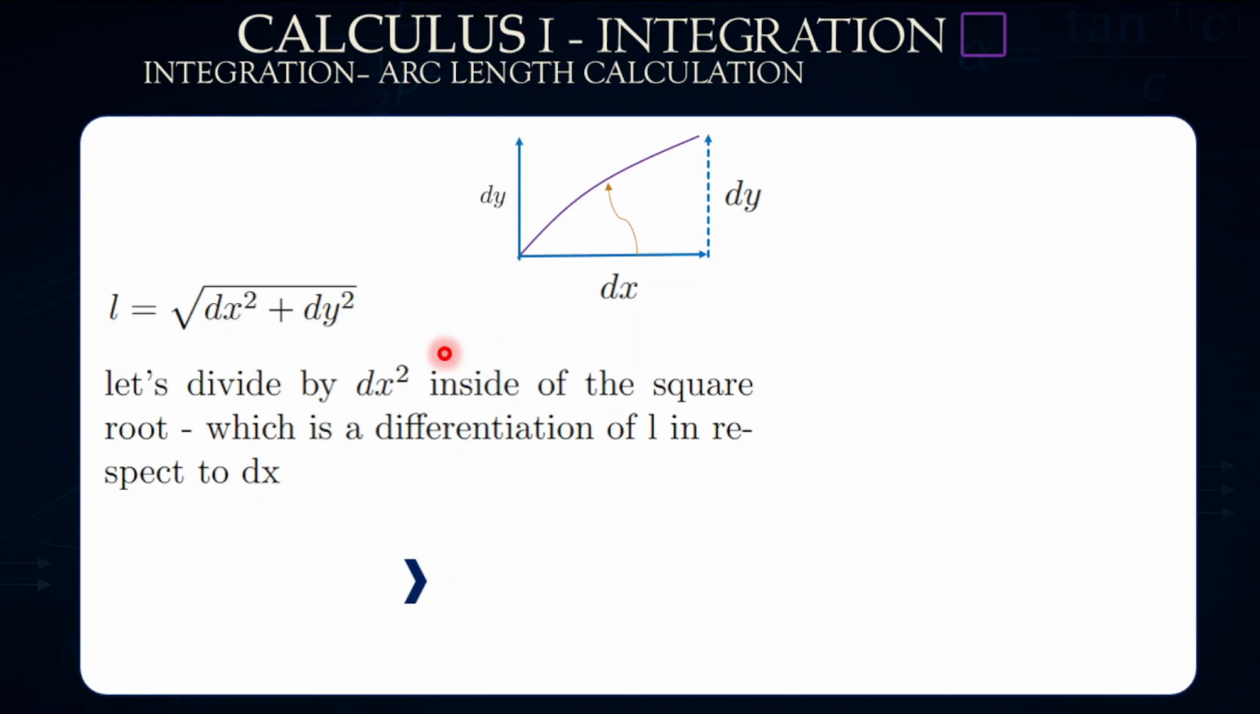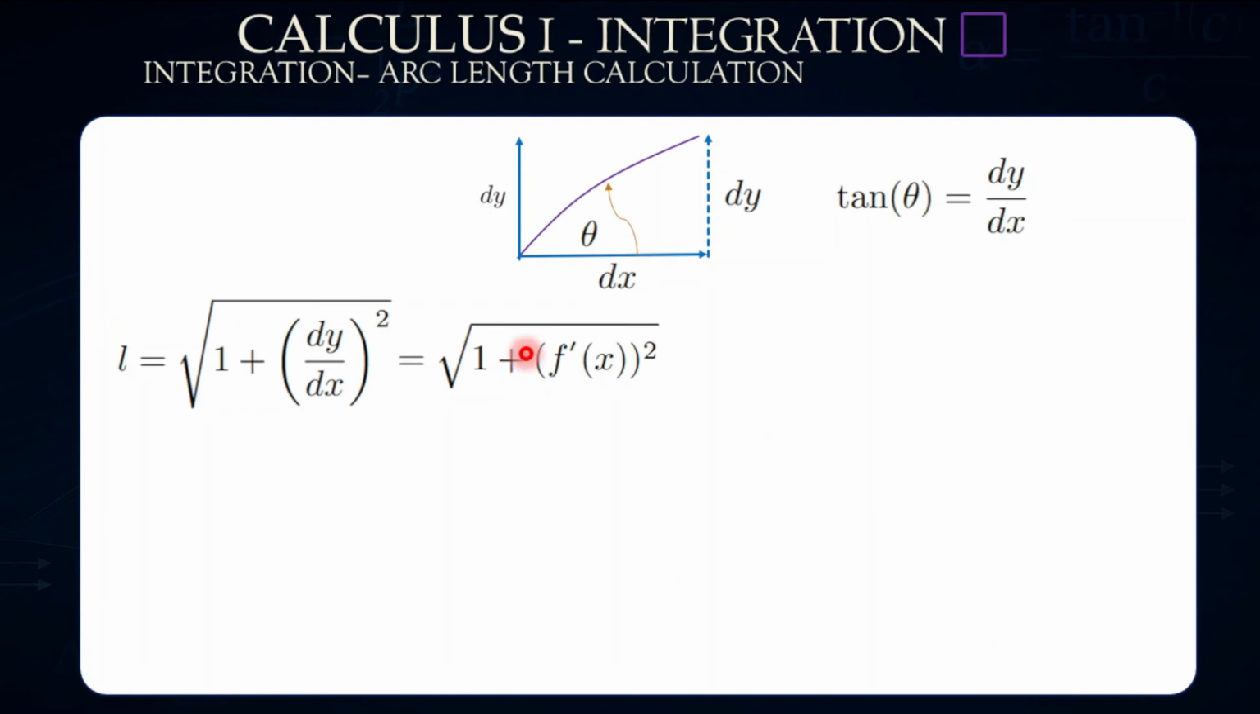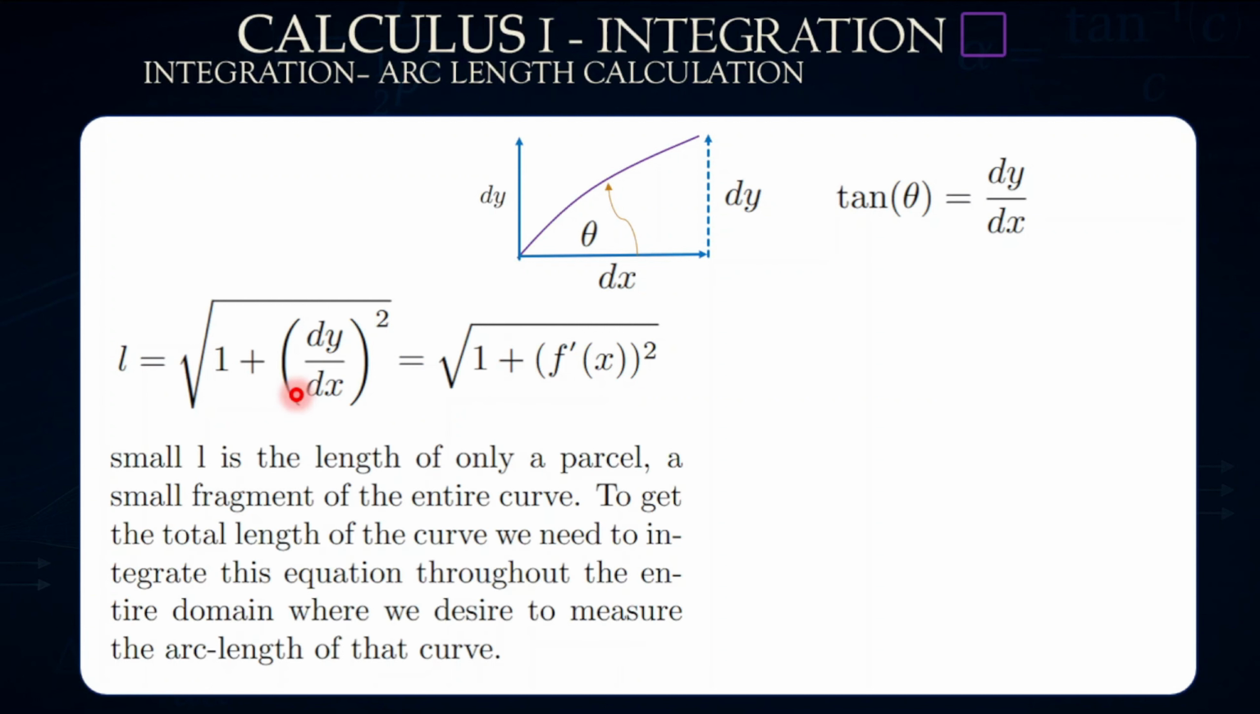Let's divide by dx squared inside, which is a differentiation of small l with respect to dx. In such case, you have l equals square root of dx squared divided by dx squared plus dy squared divided by dx squared. You factor it out, so it becomes square root of 1 plus (dy over dx) squared. Now, what is dy divided by dx? That is tan alpha, the slope. In other words, it is the derivative of f(x), or y equals f(x), with respect to x. You can rewrite it as square root of 1 plus f prime, the derivative of f with respect to x, squared. This is only the length of small l, or the length of this parcel, but this parcel is just a small fragment of the entire curve.